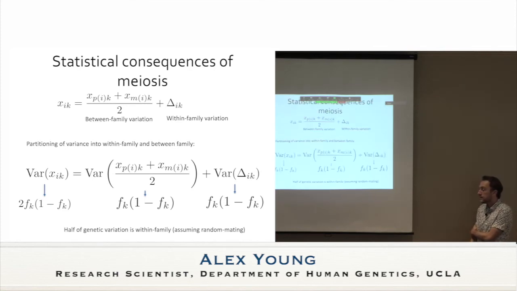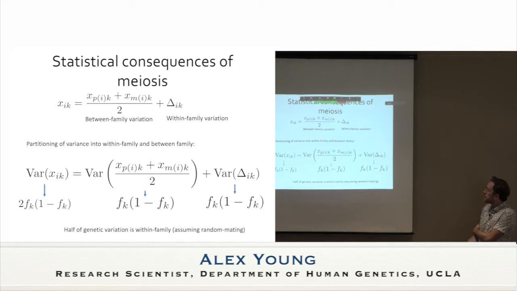Excuse me. Yeah. What is F? Oh, sorry. F is the frequency of the allele that you're counting. So for the genotype, you're counting 0, 1, or 2 copies of the allele, and F is just the frequency of that allele that you're counting. So then F(1 minus F) is commonly called the heterozygosity. Oh. Okay. And do we know what is inside the within family, the delta?